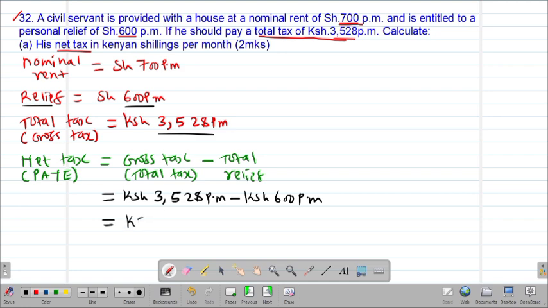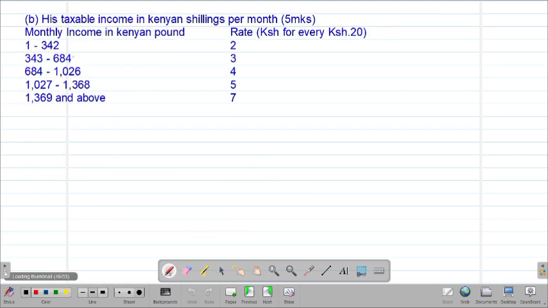Your calculator should give you 2,928 shillings per month. Therefore, this is what we are calling the PAYE or the net tax. Next, we move to part B of the question, whereby you are being told to find his taxable income in Kenya shillings per month. It's a question worth 5 marks.